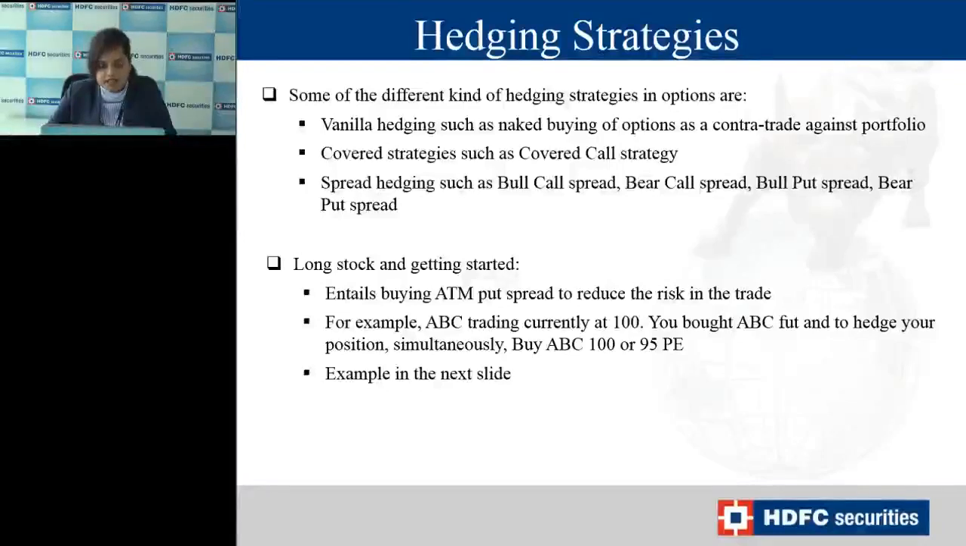Now, what happens in this kind of strategy? We call it a protective put strategy. This is where we entail buying ATM put options to reduce the risk in the trade. So if the stock is moving up and your put option is coming down because you bought it, but because your stock moves at a higher speed than your put option will fall, you would get a marginal profit.